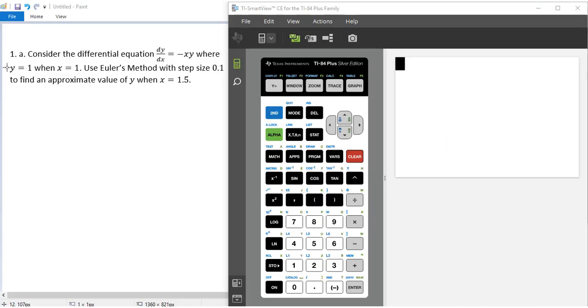Let's go to example 1. Consider the differential equation dy by dx equals negative xy, where y equals 1 when x equals 1. Use Euler's method with a step size 0.1 to find an approximate value of y when x equals 1.5.